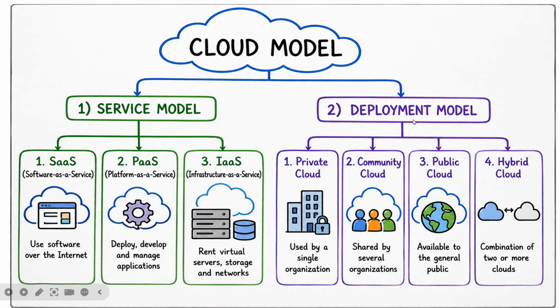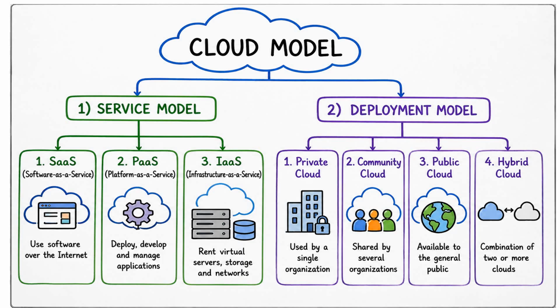Now comes the second type, the deployment model. Here it decides how and where the cloud is deployed. That is, it explains where the cloud infrastructure is set up and who can access it. It also determines whether the cloud is public, private, hybrid or community based. Each model offers different levels of security, control and cost. Organizations select deployment models based on their data sensitivity and usage needs, and this ensures proper management and accessibility of the cloud services.